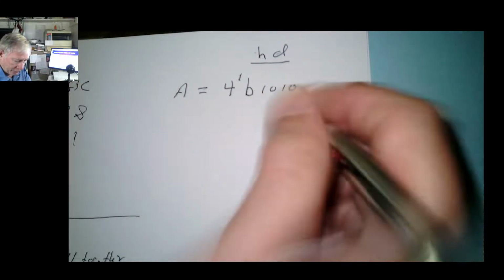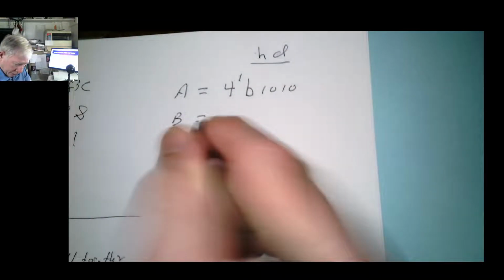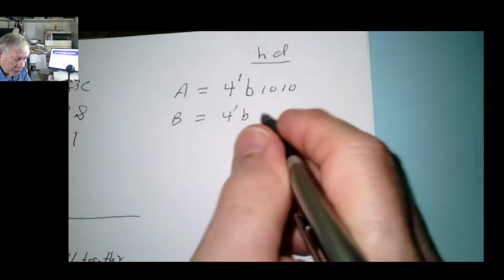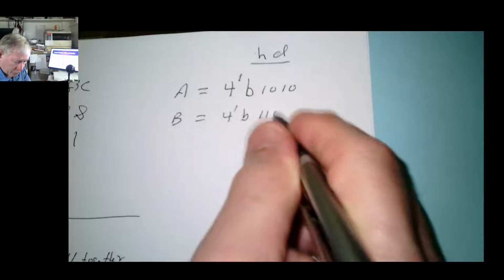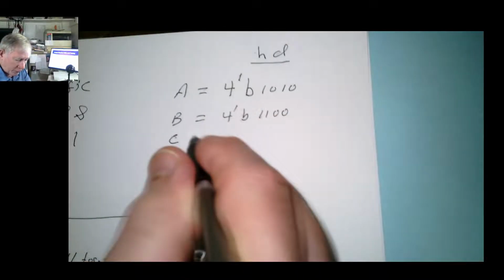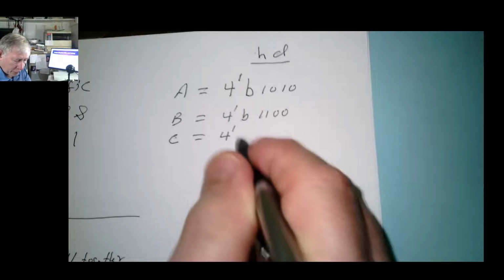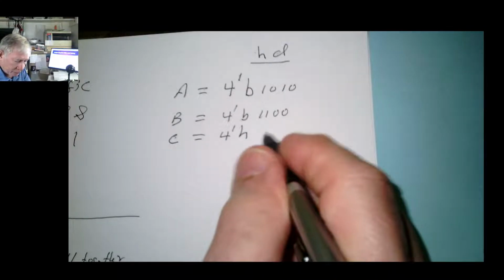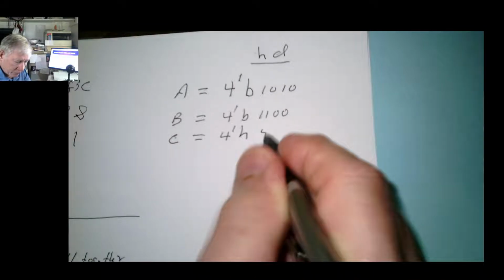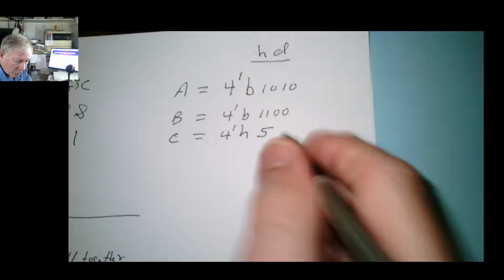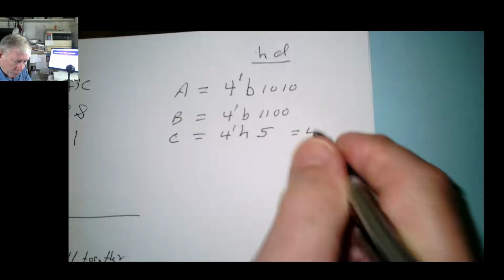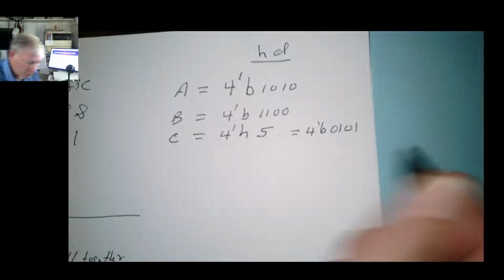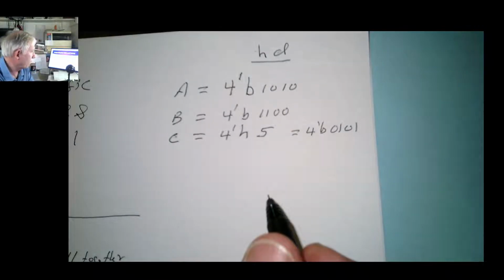That's going to be the value for A, and let's say B is going to equal 4 tick binary, and it's going to be 1 1 0 0. And let's say we're going to define C equals 4 tick, and we'll do a hex, and we'll make this hex 5, which actually would be equal to 4 tick B 0 1 0 1. Okay, just so you can compare.